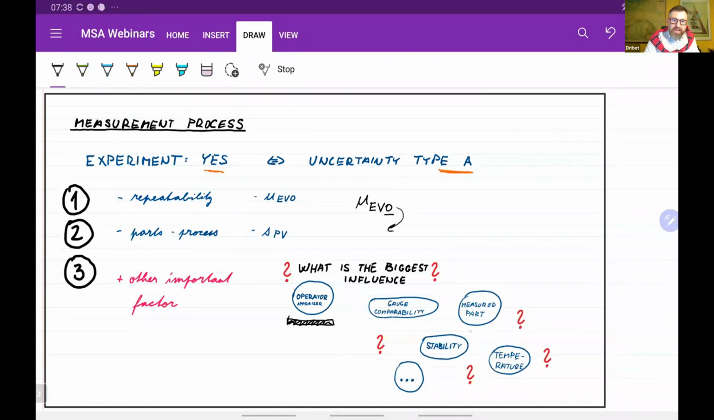Then, of course, some of the uncertainty is coming from the measured part itself. And how to imagine that? Let's say that we are measuring a diameter like this, and we all know what a diameter in real life looks like. A circle like this.